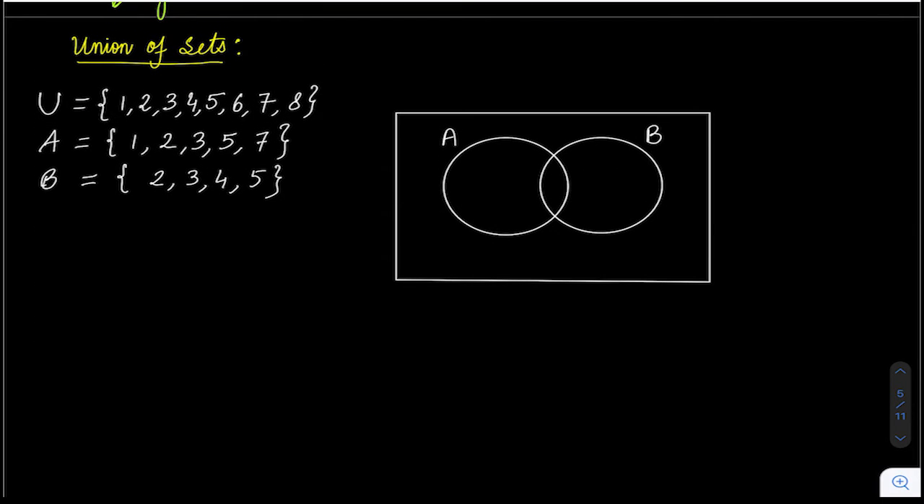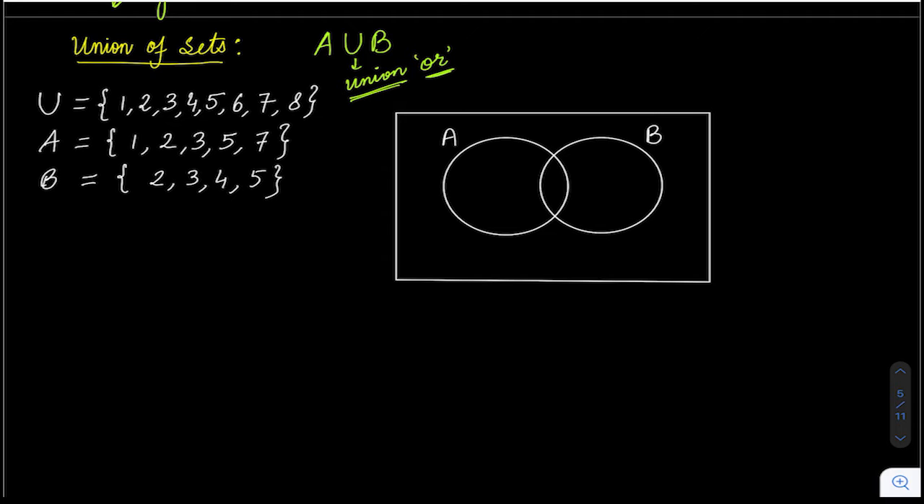So let's take one more example. Let's say our universal set is 1, 2, 3, 4, 5, 6, 7, 8. Set A is 1, 2, 3, 5, 7. Set B is 2, 3, 4, 5. Now, union. First, we write the union of two sets like this, A union B. This symbol is the symbol of union. It actually means or. In English we can say A or B, or you can say A union B.